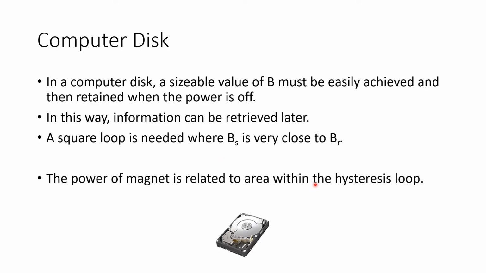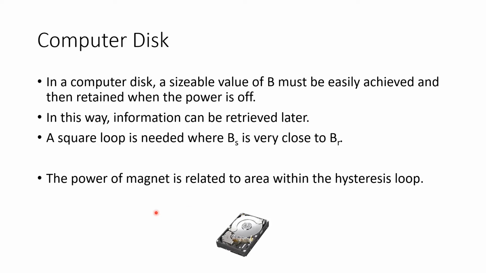Computer disk. Okay, a computer disk has a particular structure and we use it to store data. Data is energy anyway. To store data. So in a computer disk, a sizable value of your flux, okay, has got to be achieved. And the same value has got to be retained when the power is off. So how are we going to structure the material so that this flux value is going to stay the same? Why? Because we want to retrieve the information later and we don't want to lose it.